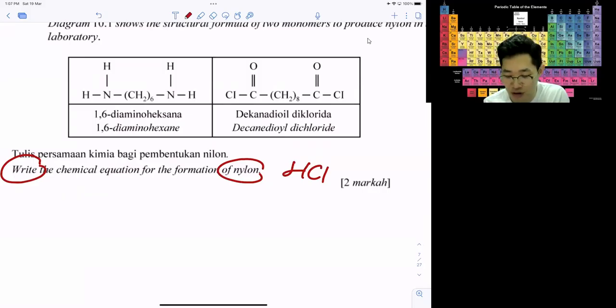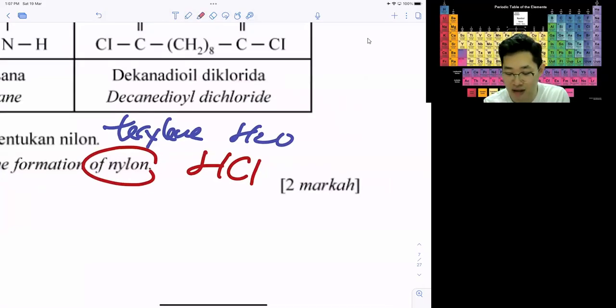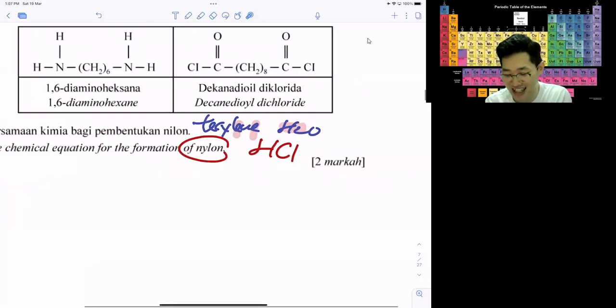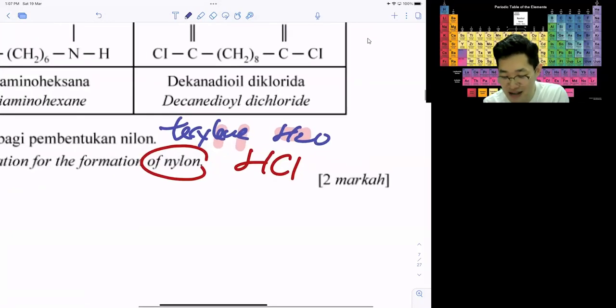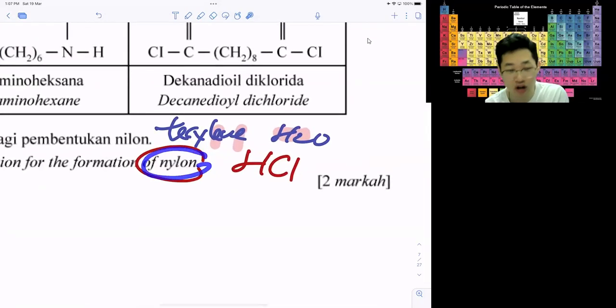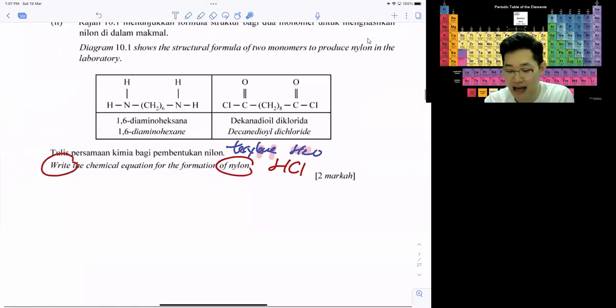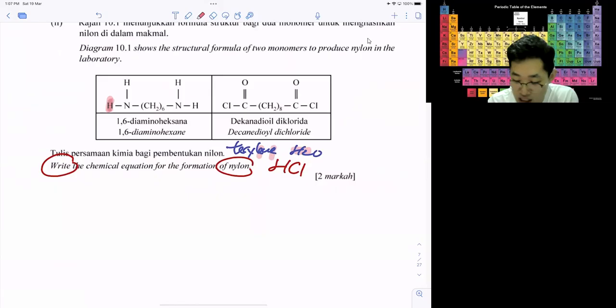I think I have to find a way for you all to remember. Nylon, H2O. Terylene has double E, right? Then H pairs with H2. Double E, double H. Or you can remember: nylon has O already, so here don't have O. This one has no O, so the other side must have O. Pair them. Take out H, take out Cl.